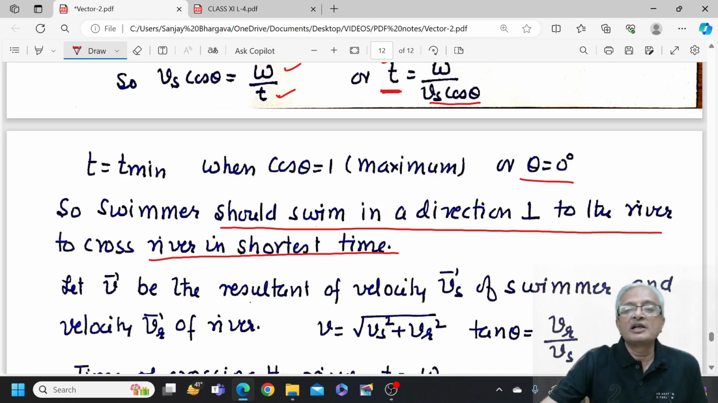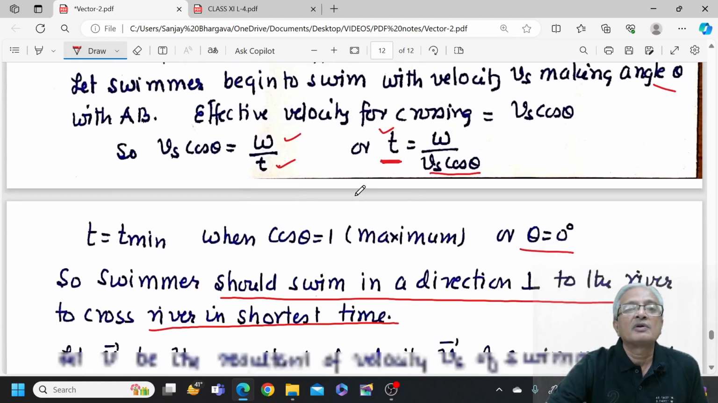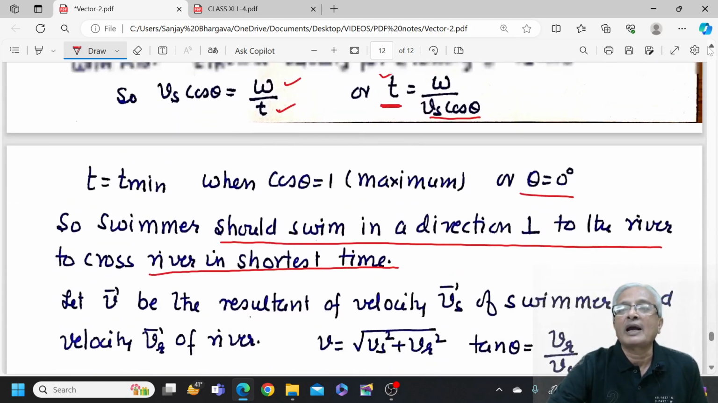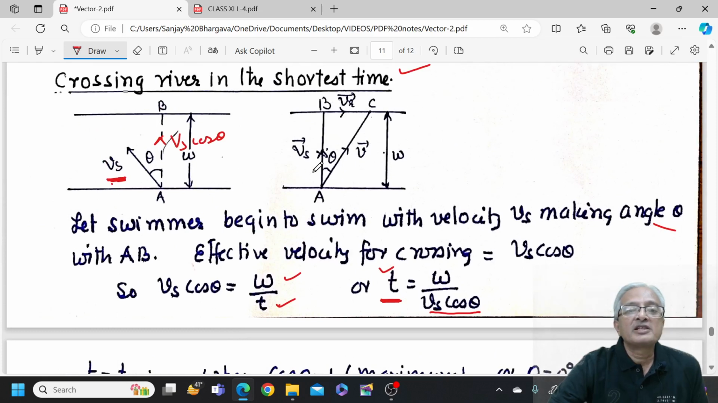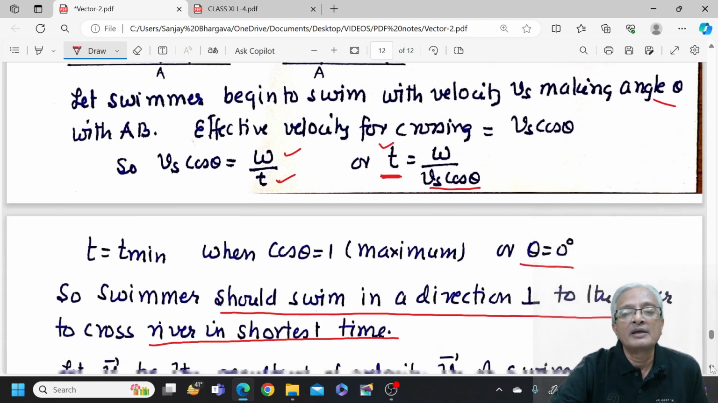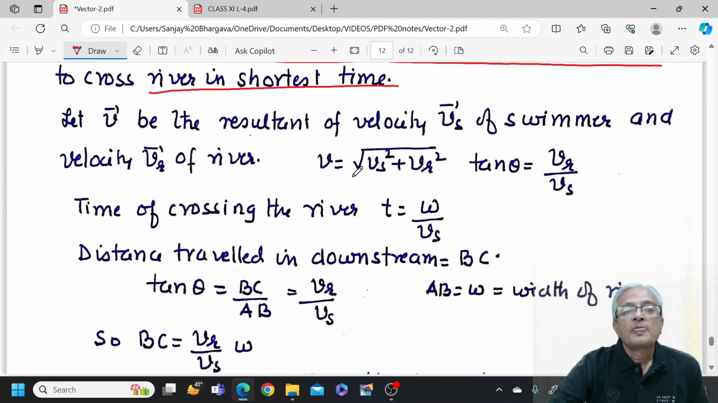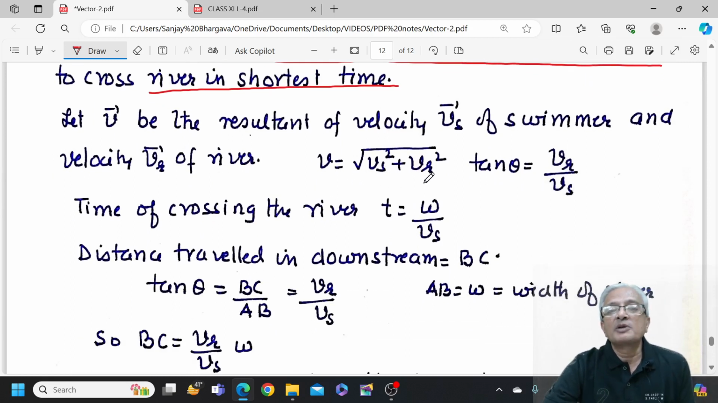Let V be the resultant velocity of Vs, that is velocity of the swimmer, and velocity of the river. So here let us go to the figure back. This represents velocity of the swimmer. This would represent velocity of the river. So what will be the resultant velocity V? These are the two vectors in order. Their sum would be represented by the third side taken in opposite order. So come back here. So V would be equal to under root of Vs square plus Vr square. The third term would be 0 because cos 90 is 0. Tangent theta would be Vr upon Vs.